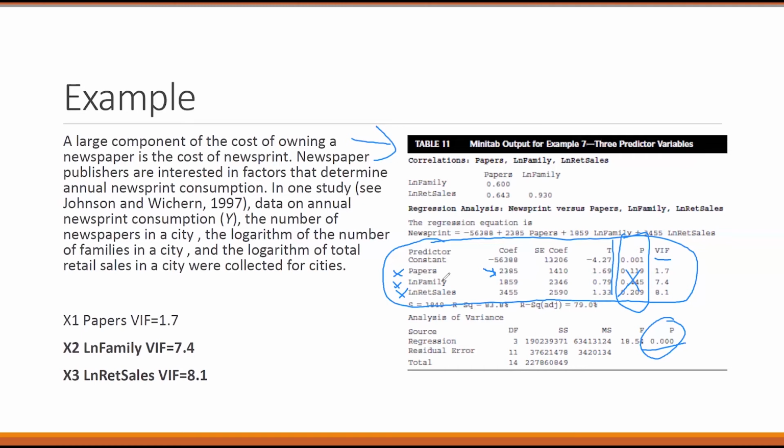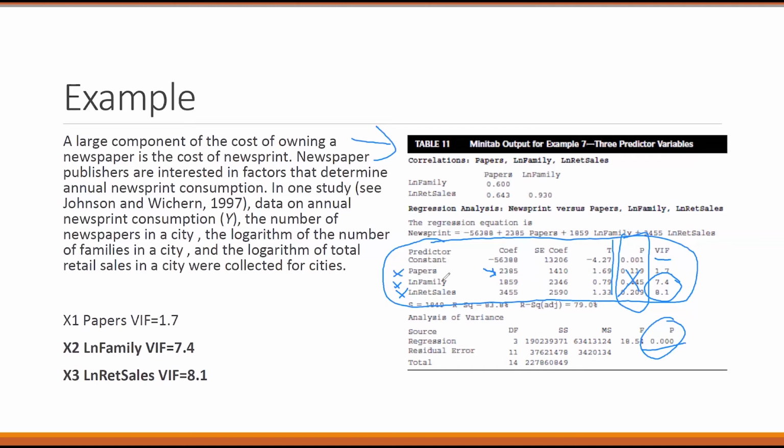That means although the F-test tells us the model is valid, if we look at the individual X variables, none of them are useful in predicting Y. So it turns out our model is not useful in predicting the Y variable. The cause of the issue is right here, these two numbers. The VIF for number of families and the retail sales is very high, 7.4 and 8.1.